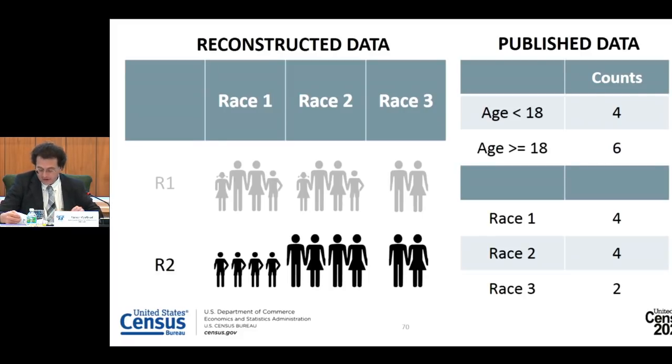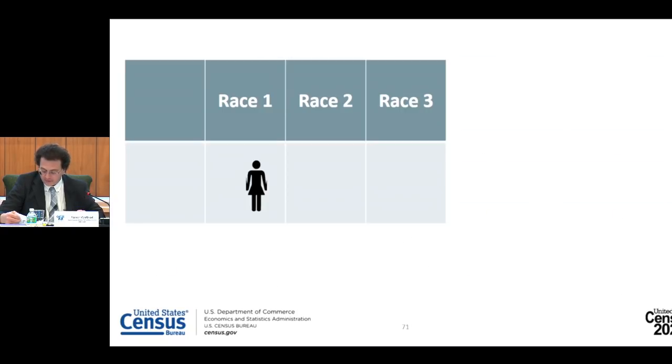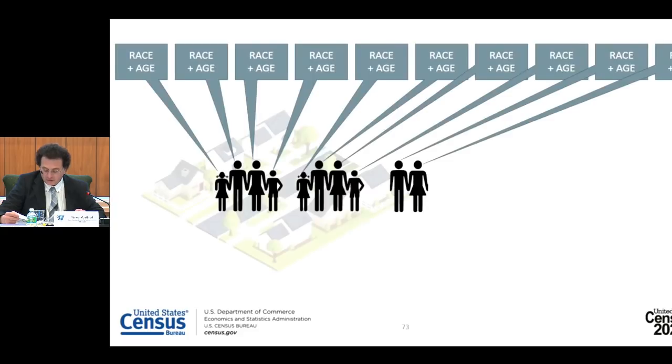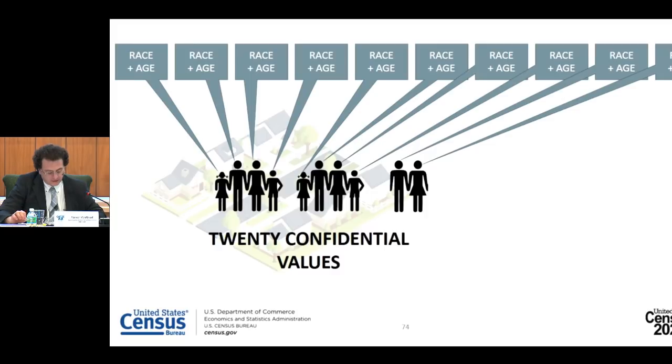In this example, each person has 2 numbers that were used for tabulation: the person's race and their age. So for the 10 people on this fictitious block, the Census Bureau would have collected 20 pieces of data, 10 races and 10 ages. Those 10 races and 10 ages make up the 20 values in the confidential database for this fictitious census block.